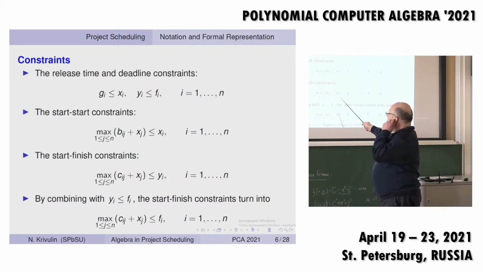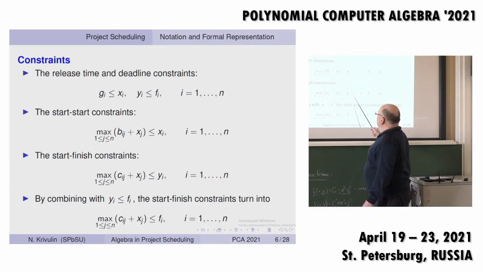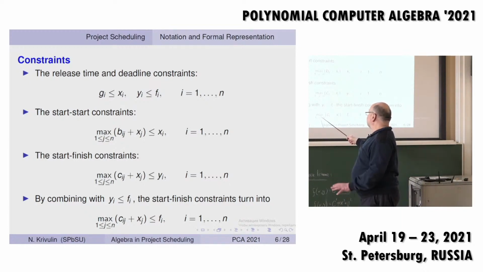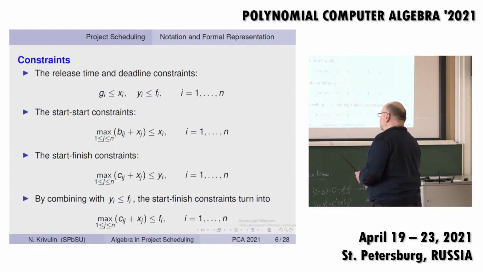This is the second kind of constraints, which come from start-finish relationships, and we can exclude y_i, the finish time of activity i, from our consideration by combining this inequality with the constraint with the deadline. After that, for our problem, it is enough for us to take into account just this constraint.